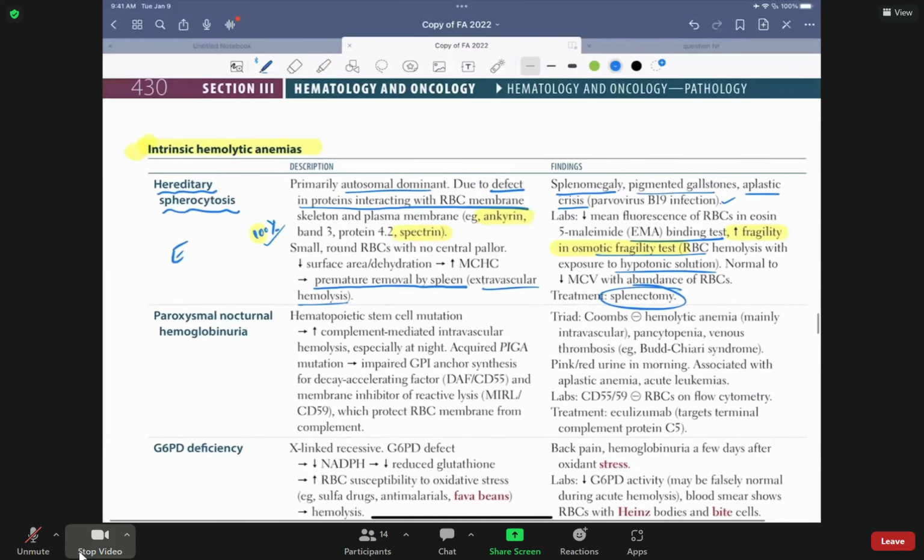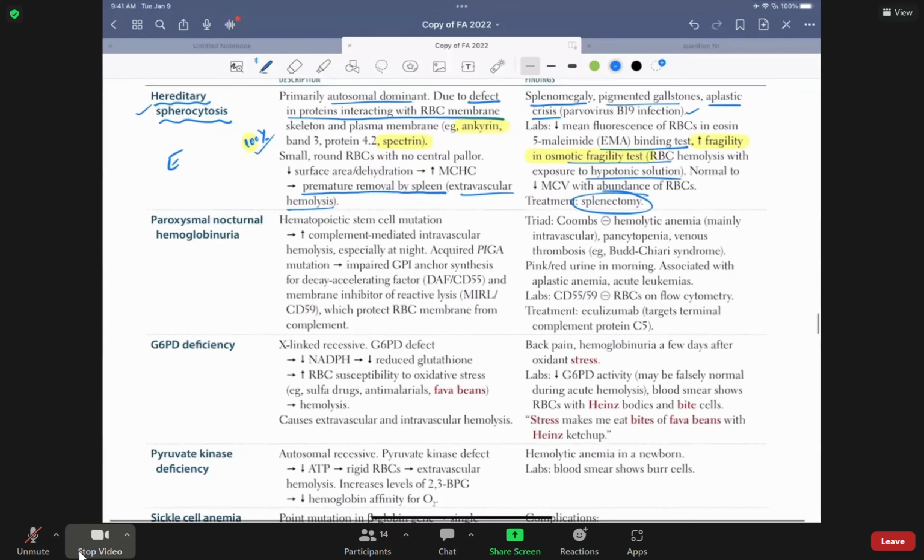So that's hereditary spherocytosis, folks. Is everybody clear with hereditary spherocytosis? To recap, it's a defect in the membrane of the red blood cell, even though they are 100% functional, but the spleen keeps picking on them. So we remove the spleen. Is everybody clear, folks? All right.